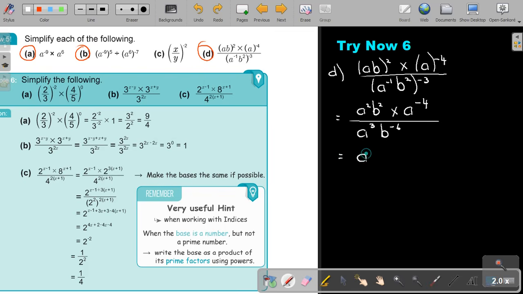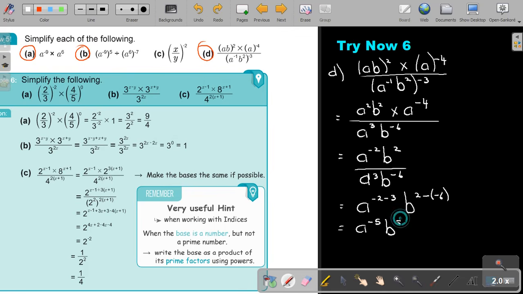And then it will be a to the power of, first add, so 2 plus negative 4 is negative 2, b to the power of 2, over a to the power of 3, b to the power of negative 6. So it's negative 2 minus 3, leave it like that, b to the power of 2 minus negative 6. And that will be a to the power of negative 5, b to the power of 2 plus 6, that will be 8.